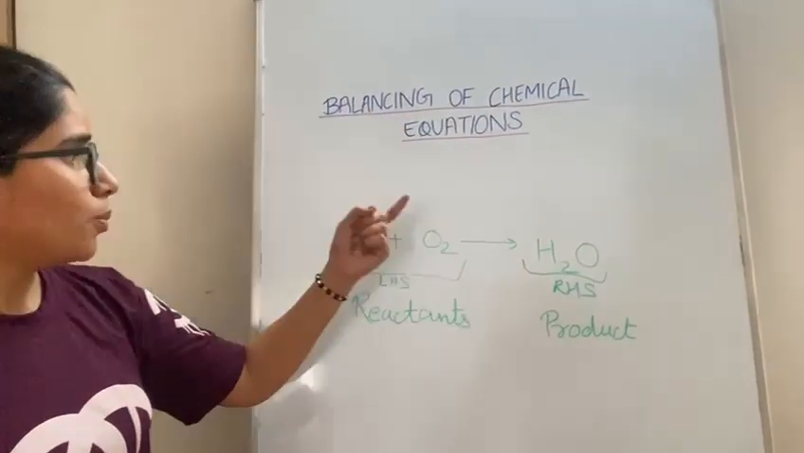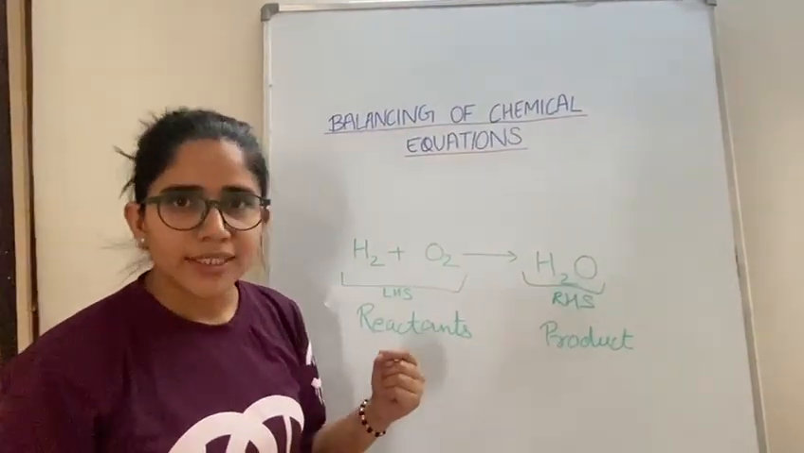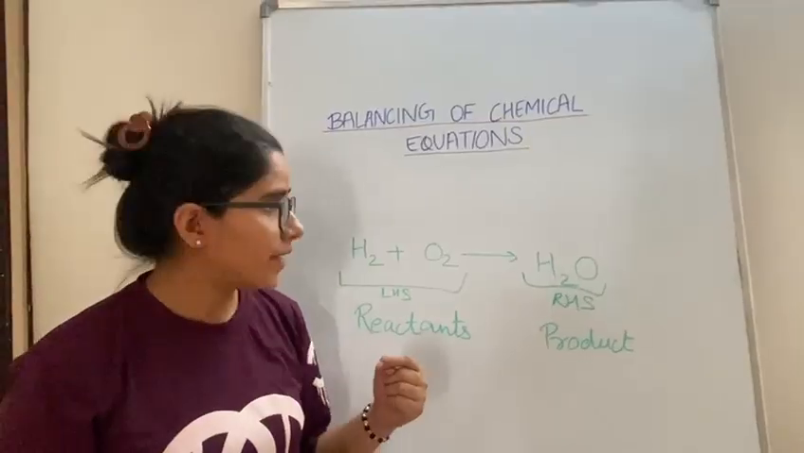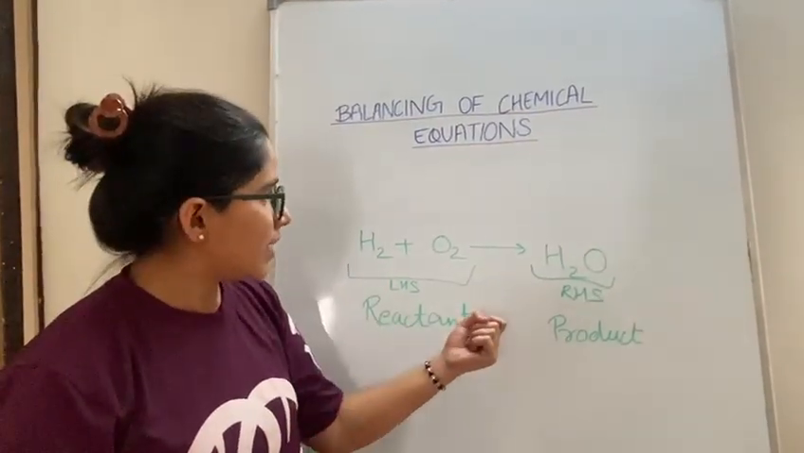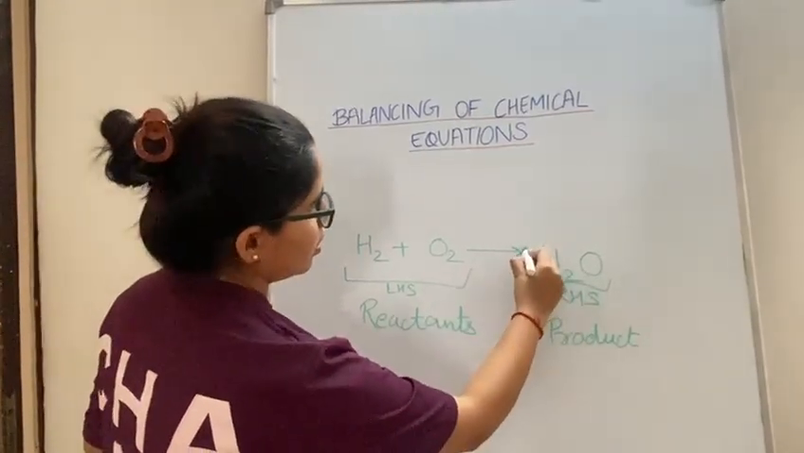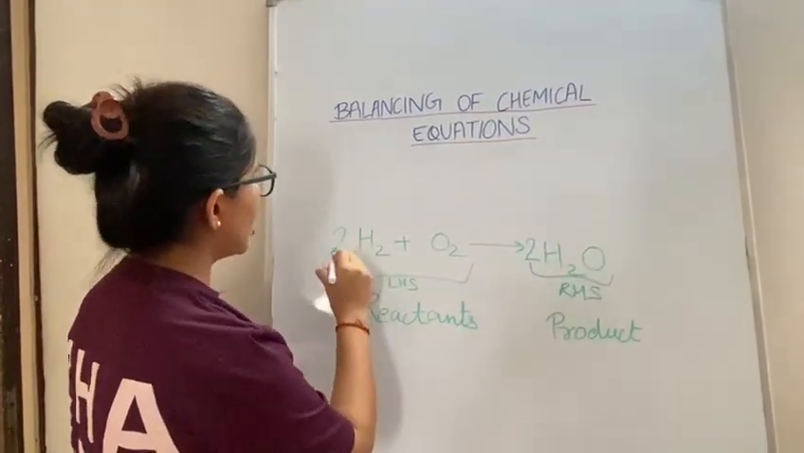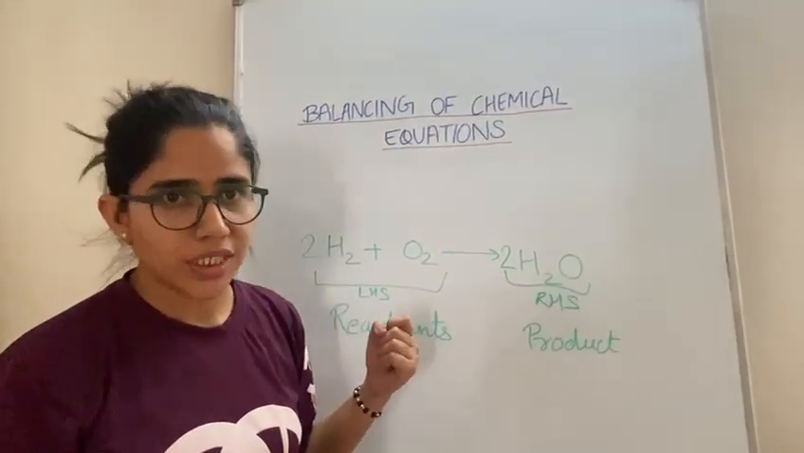Before proceeding further, there is one more important thing which we need to keep in mind. That is the stoichiometric coefficient. If I directly balance it, first 2 and 2 here, it is 2 and 4. Now it is balanced. So I was talking about the stoichiometric coefficient.